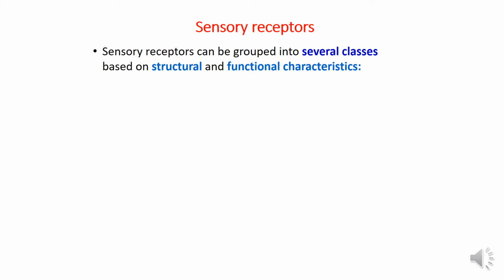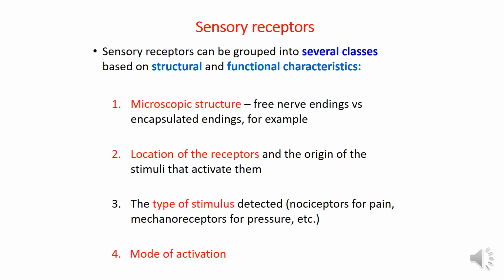Sensory receptors. What is the definition of sensory receptors? We define the sensory receptors as microscopic specialized structures located at the peripheral termination of sensory neurons, or the afferent neurons. We have plenty, millions of types of receptors inside our body.